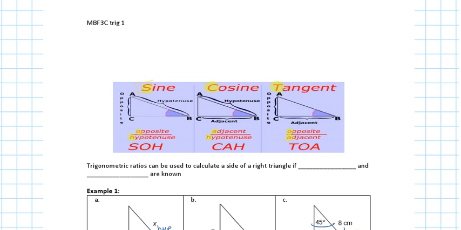So the trig ratios can be used to calculate the side of a right angle triangle if an angle and a side are known. Okay? So the primary trig ratio SOHCAHTOA can be used in a right angle triangle to solve for a side if I know an angle and a side. I need to know an angle and a side to be able to solve for the other side.